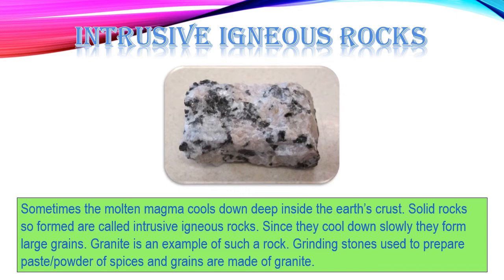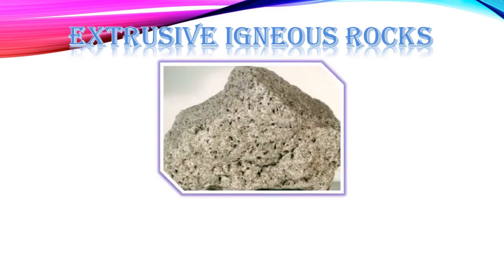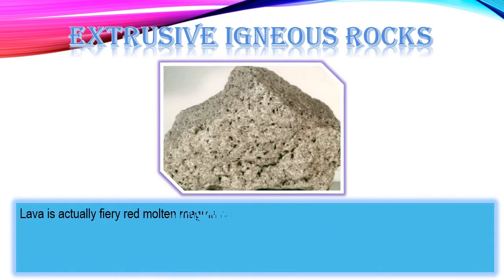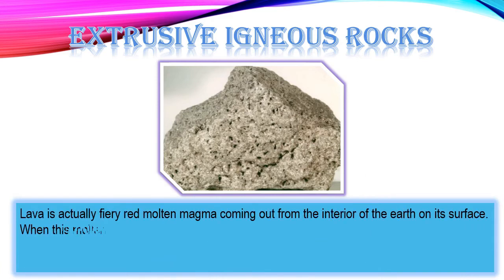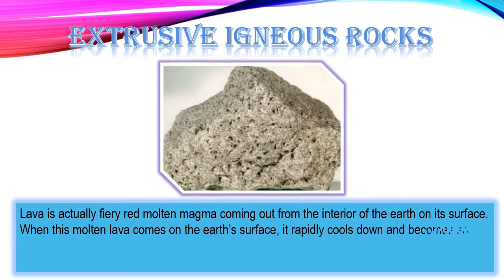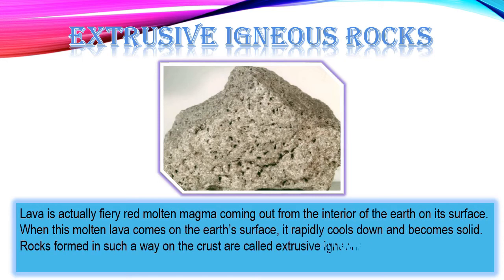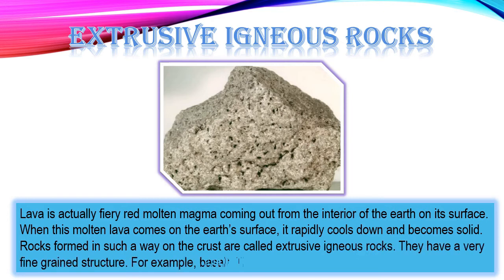Now the next important type of igneous rocks is extrusive igneous rocks. Look at the picture here. This is the picture of extrusive igneous rocks. Lava is actually fiery red molten magma coming out from the interior of the earth onto its surface. When this molten lava comes onto the earth's surface, it rapidly cools down and becomes solid. Rocks formed in such a way on the crust are called extrusive igneous rocks. They have a very fine grained structure. For example, basalt. The Deccan Plateau is made up of basalt rock.